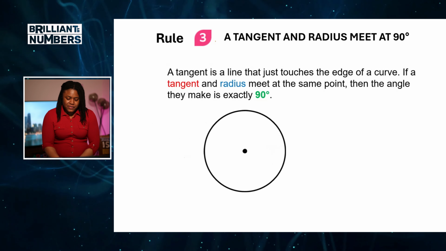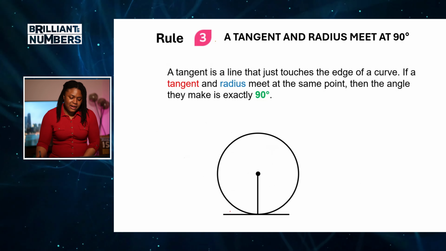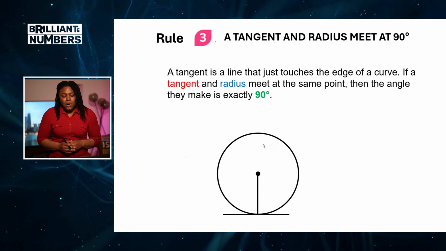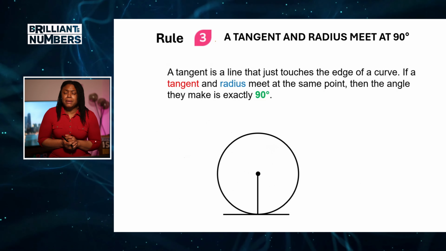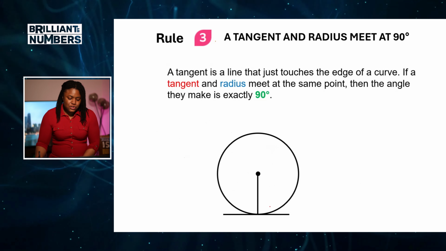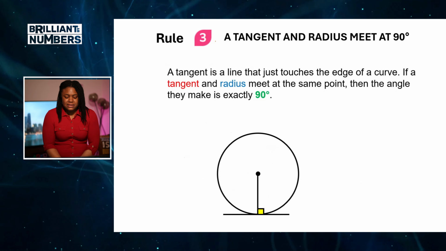So here is a visualization. I've got a radius here and I've got a tangent on the outside of my circle. Now that creates a perpendicular effect. So remember, perpendicular lines meet at a right angle. So therefore, the angle formed there will be a right angle.